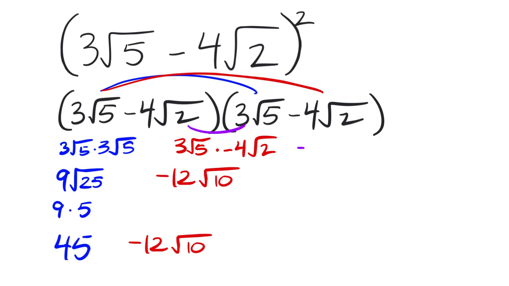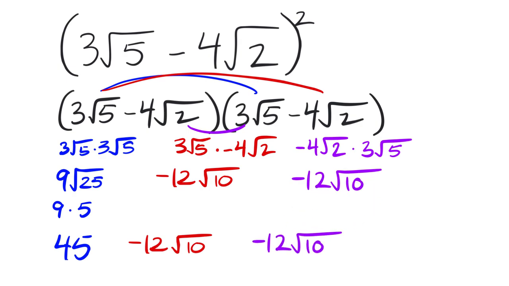Next distribution would be negative 4 times the square root of 2 times 3 times the square root of 5. Well, we've already done that, and you can see right here it's just a different order, but it really is the commutative property of multiplication. And we can see that negative 4 times 3 is going to be negative 12. We see the match. And then the square root of 2 times 5 will be 10. So it's really the square root of 10. I'll keep that as a different color to show it came from a different distribution.